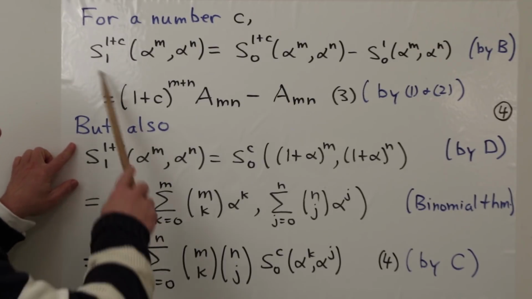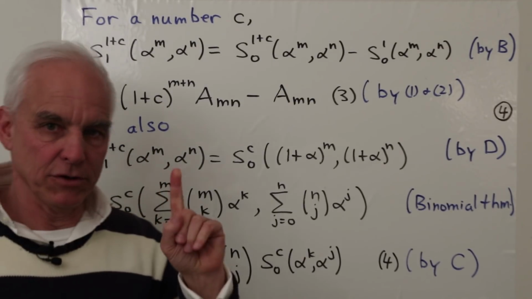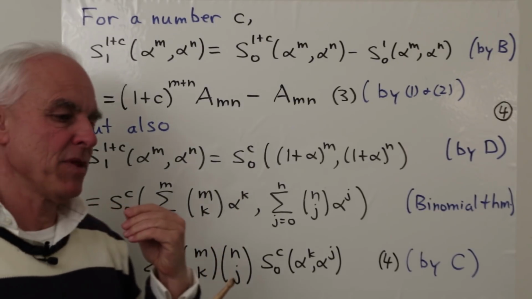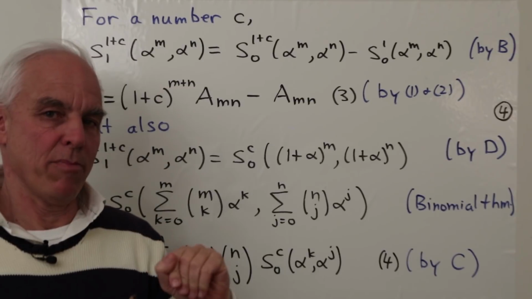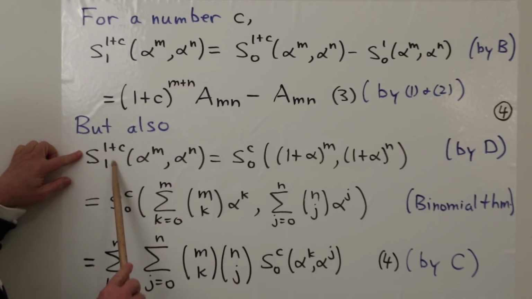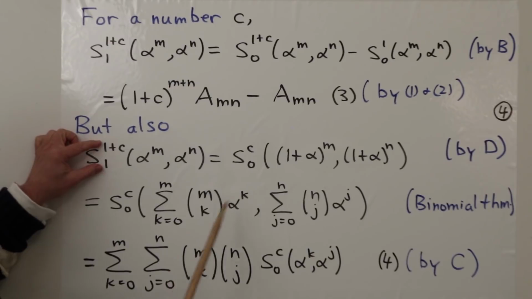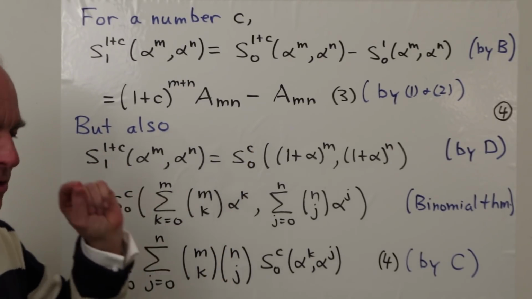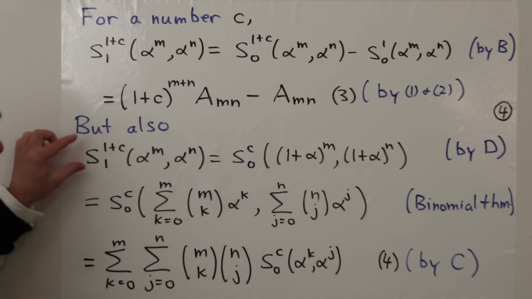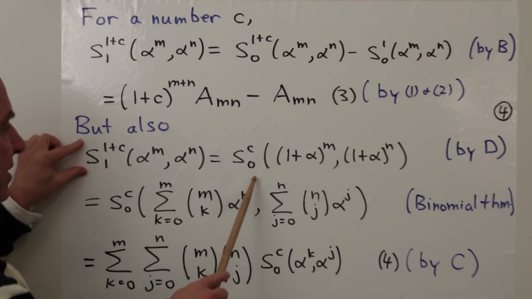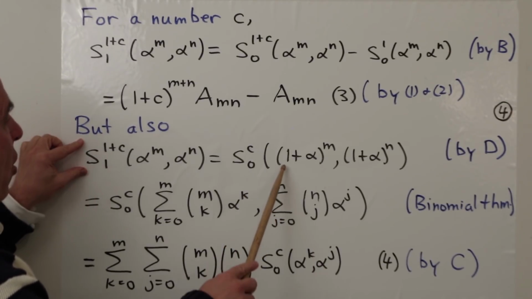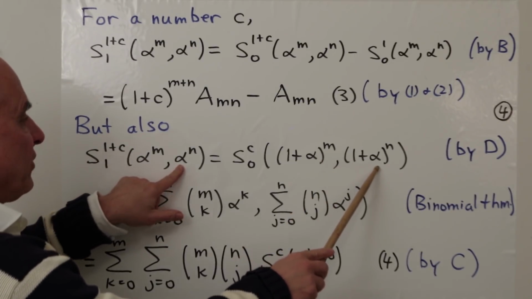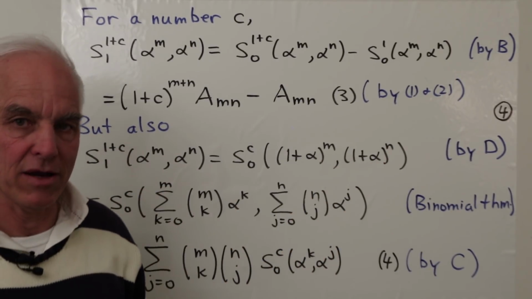Okay, now we're going to look at the same quantity, however, from a different point of view. Because the same quantity can be re-expressed by using the translation property. See, we have a 1 here and a 1 plus c. So that's like 0 to c, but with 1 added. So we're going to use the translation property D to rewrite this as the signed area from 0 to c of 1 plus alpha to the m instead of alpha to the m, and 1 plus alpha to the n instead of alpha to the n.